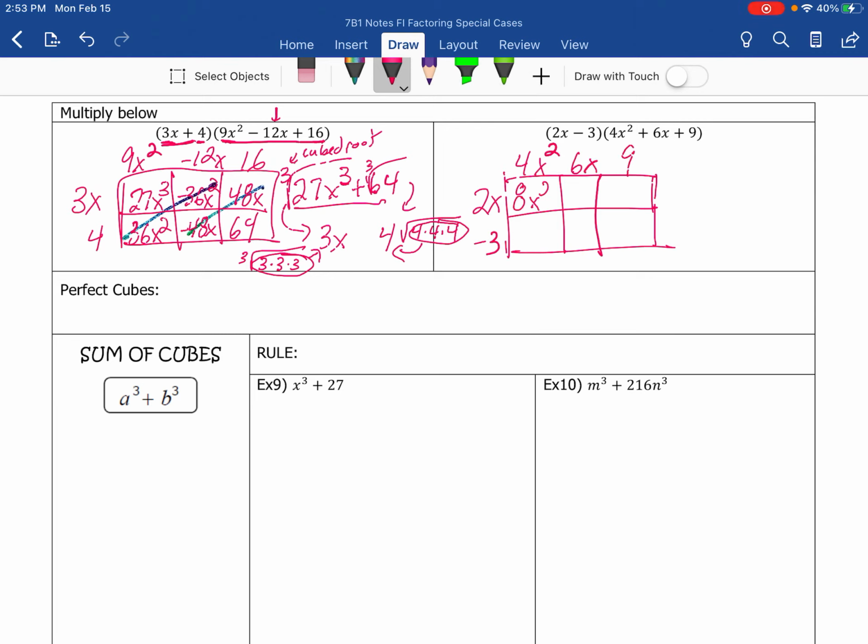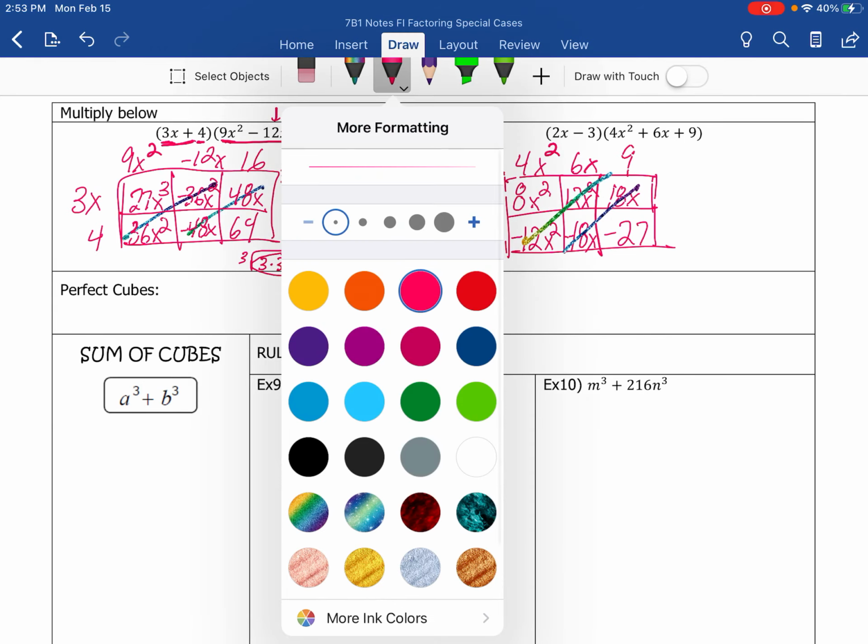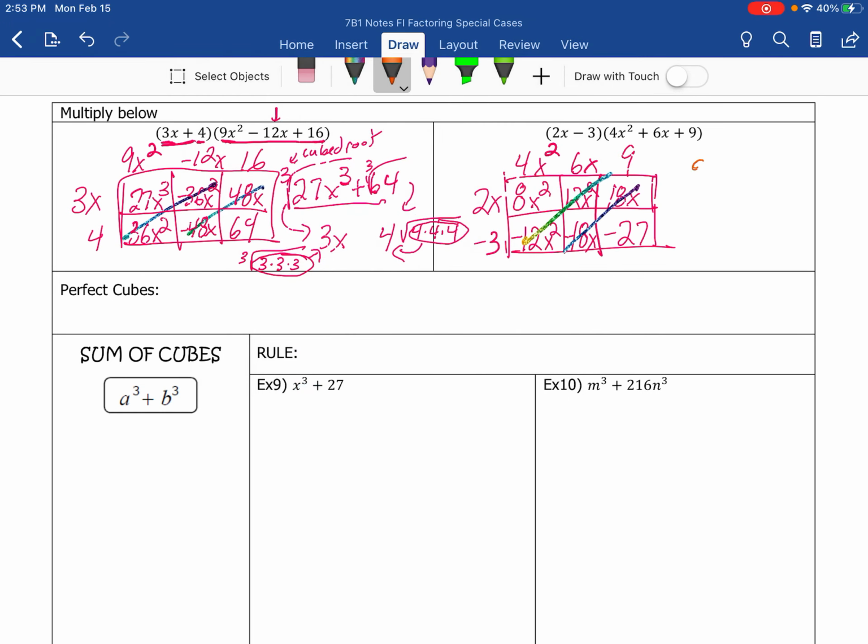I'm going to do this one really quickly. 2x minus 3, 4x squared, 6x, and 9. That's going to be 8x cubed minus 12x squared, 12x squared, minus 18x, positive 18x, and minus 27. These add to be 0, these add to be 0, and so my final answer is going to be 8x cubed minus 27.